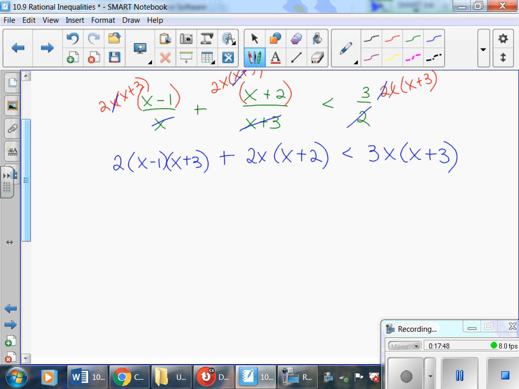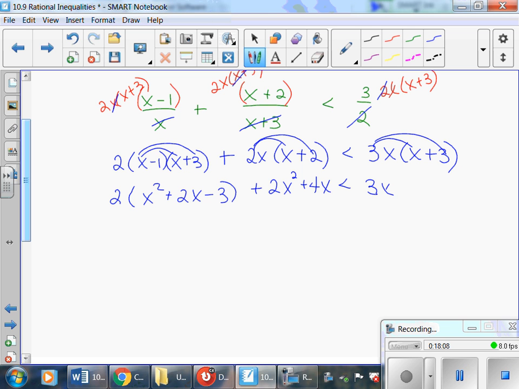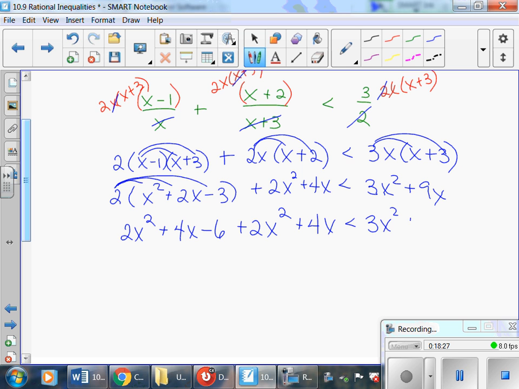So usually what I do with this first one here is I keep the 2 out front and I do my double distributive, and I get x squared plus 2x minus 3 plus, you can distribute this to 2x squared plus 4x less than, distribute this, I get 3x squared plus 9x. And one more time, I have to distribute this 2, so I get 2x squared plus 4x minus 6 plus 2x squared plus 4x is less than 3x squared plus 9x.